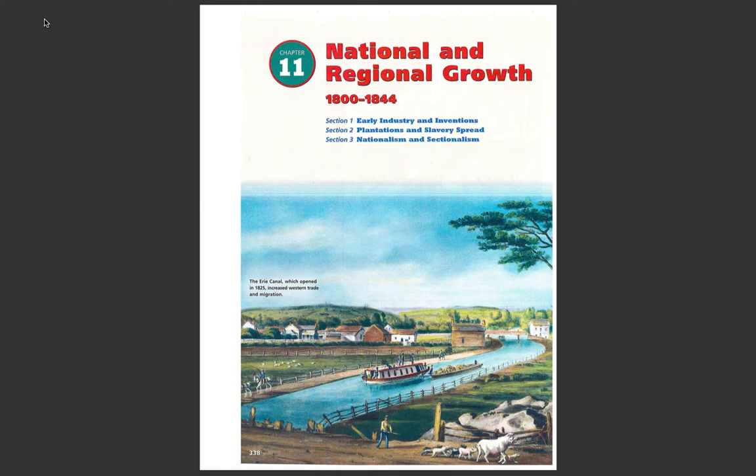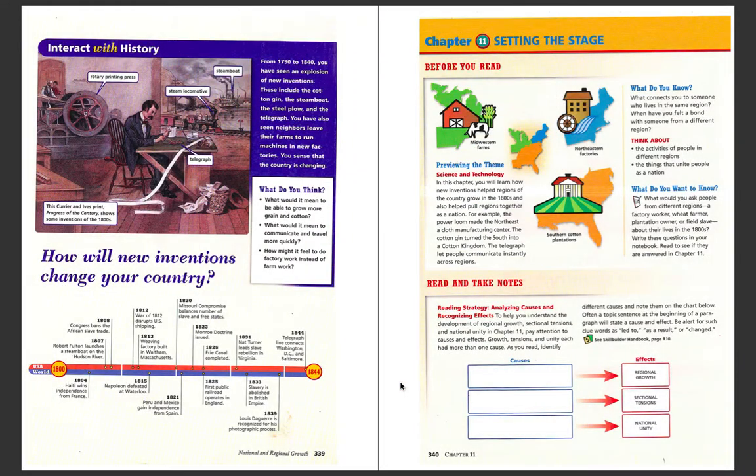We're going to start with Section 1, Early Industry and Inventions. I'd like you to note the picture. This picture here is of the Erie Canal. This is called a keel boat, and it is transferring things from the Great Lakes to the Hudson River, which touches New York City, which connects New York City to the Great Lakes.